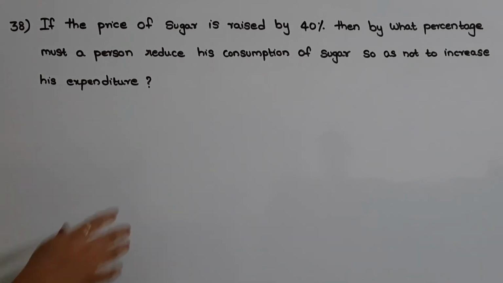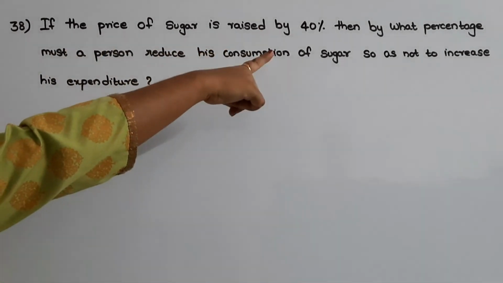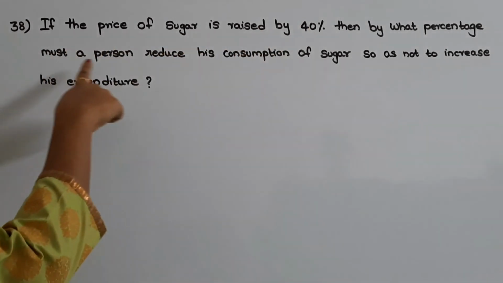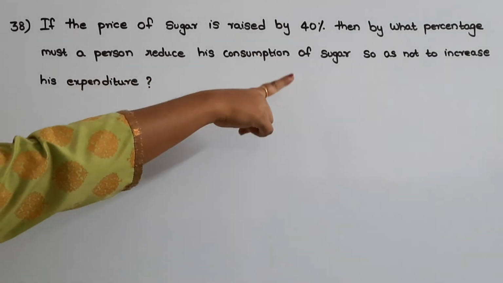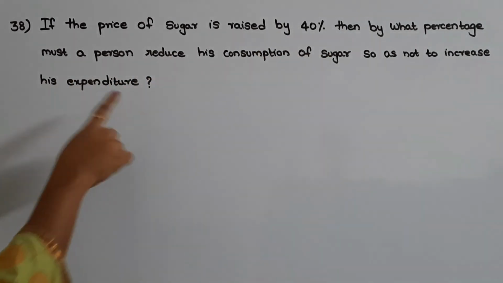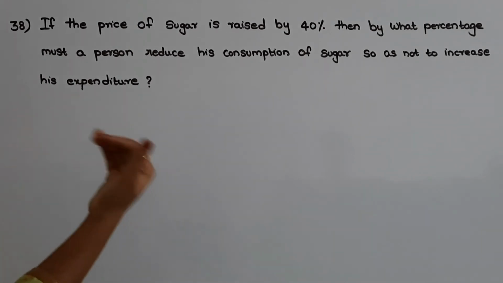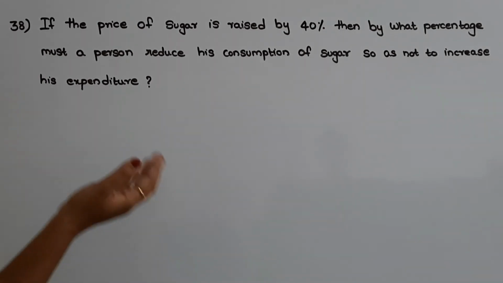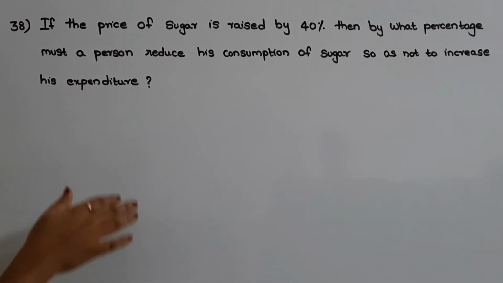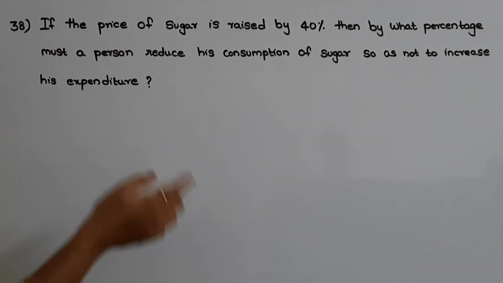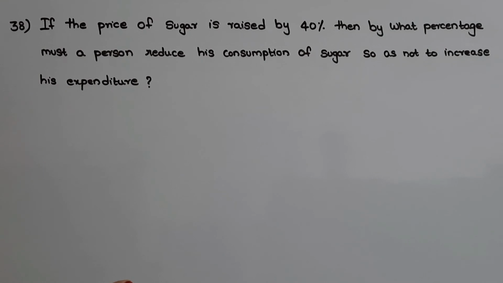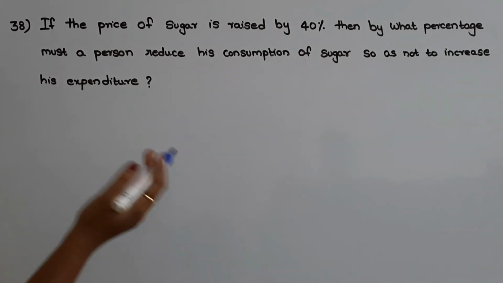The next question is, if the price of sugar is raised by 40%, then by what percentage must a person reduce his consumption of sugar so as not to increase his expenditure? So in this question they are telling that the price of the sugar is increasing by 40%. Then by what percentage a person must reduce his consumption so that his expenditure remains the same?